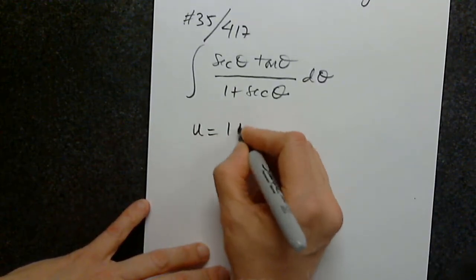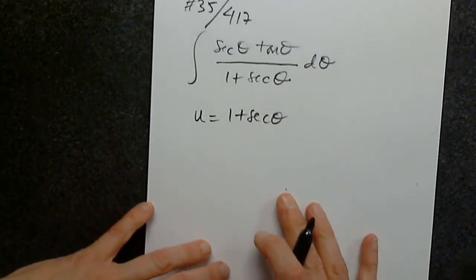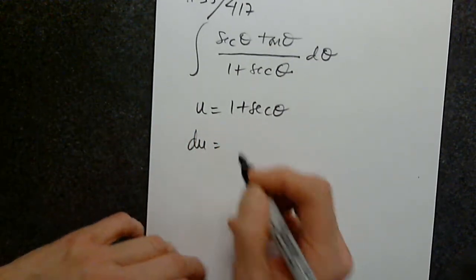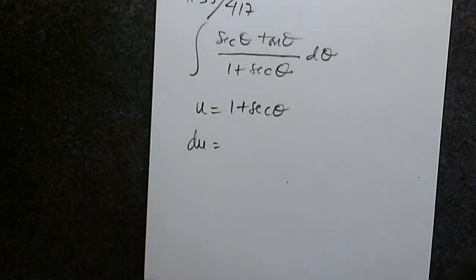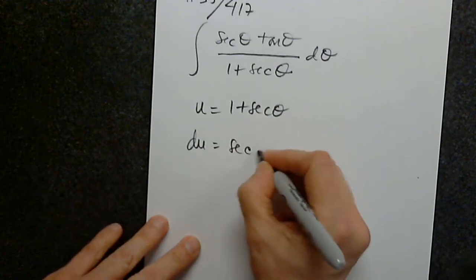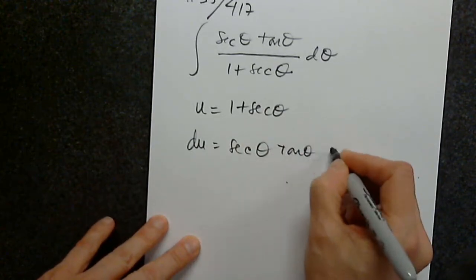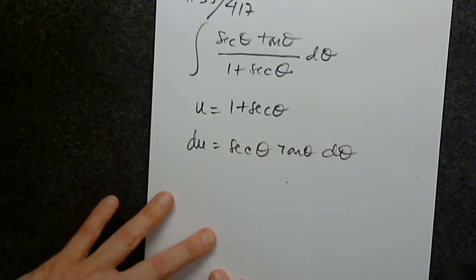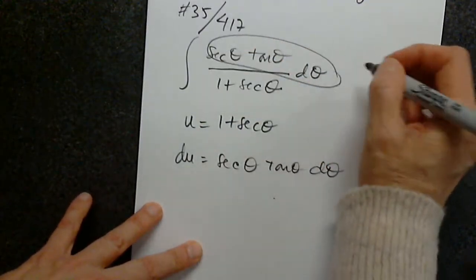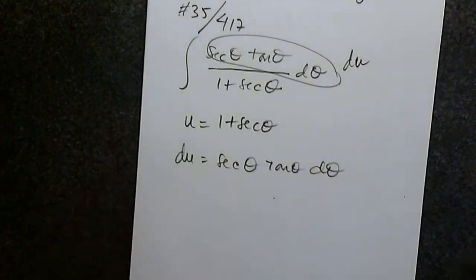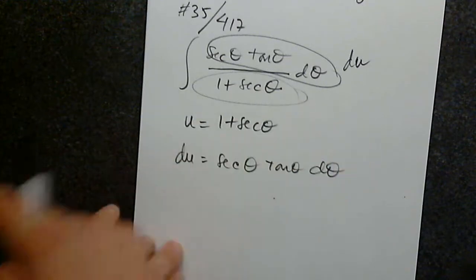So let u be 1 plus secant theta. So du, if du is easy in the problem, then we are on the right track. A number I can make up anytime, a factor, but not a function, always. So what is secant prime? d theta. So I'm in business then, because this is du.